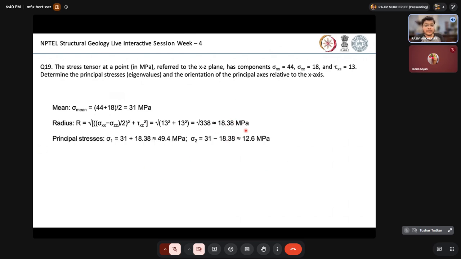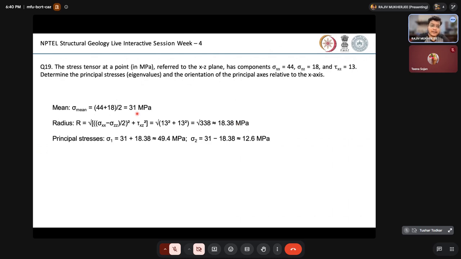And this will be your radius. It means if you plot a Mohr circle, the center will be at the mean stress, and any point on the circle will be 18.38 from the center. So you consider that you're constructing a Mohr circle. You're basically finding the center position, which is the mean stress, and then calculating the radius.